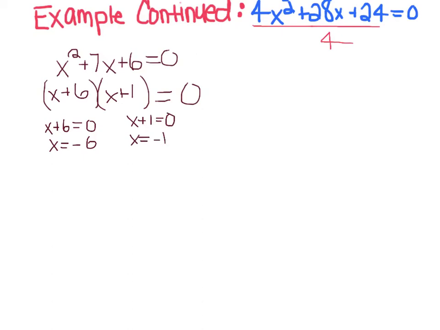Now once again, we want to check both solutions to make sure they are not extraneous. When we check x equal to negative 6, plugging into our initial equation, which was the square root of x plus 10 equals 5 minus the square root of 3 minus x, plugging in negative 6 for x.